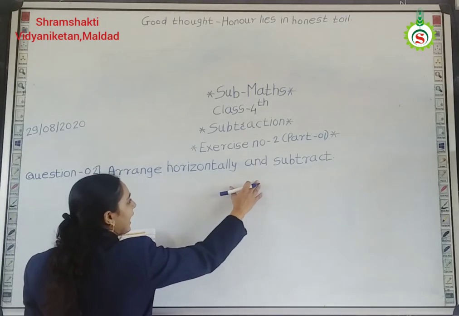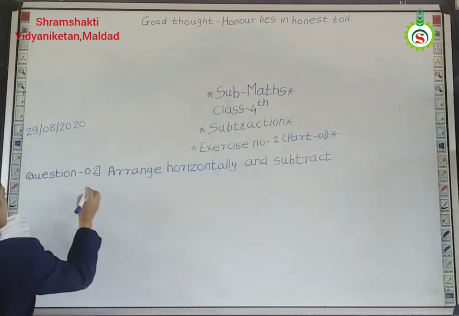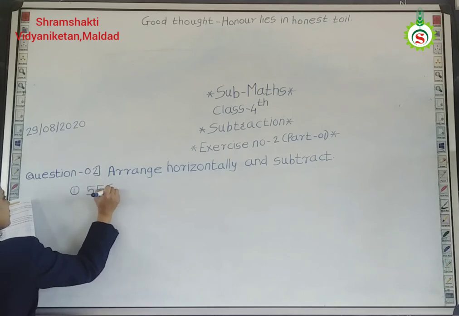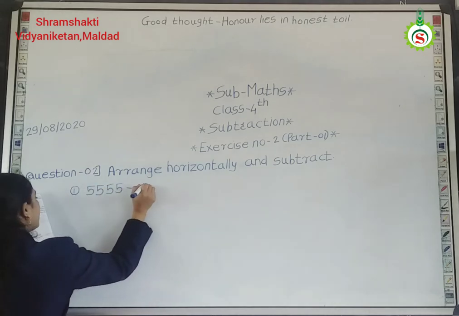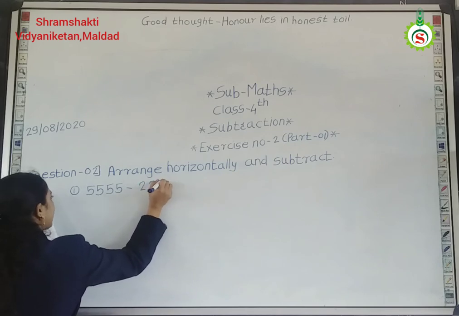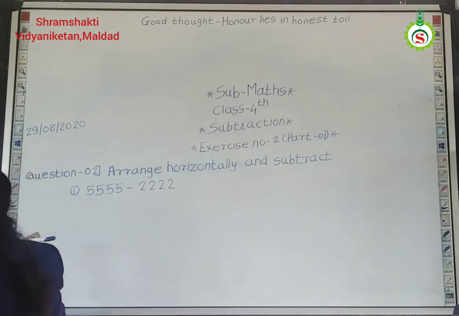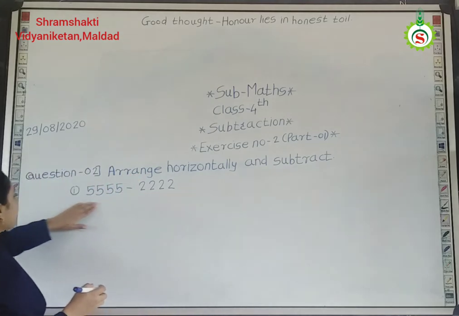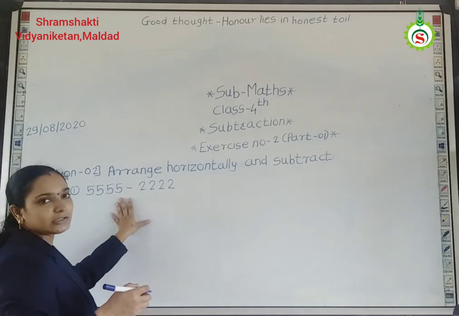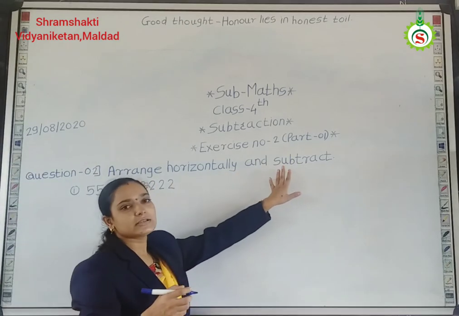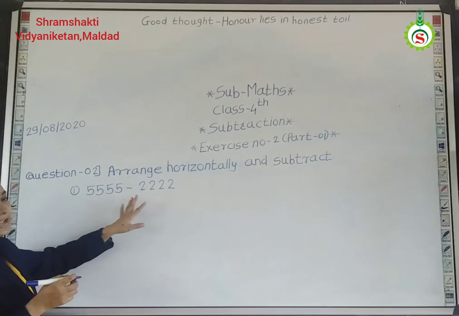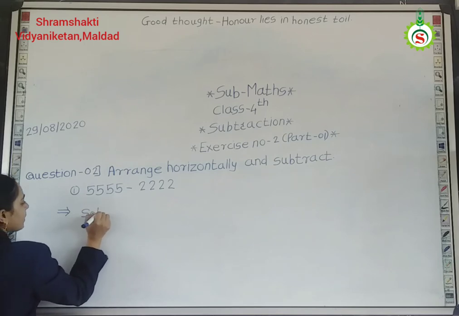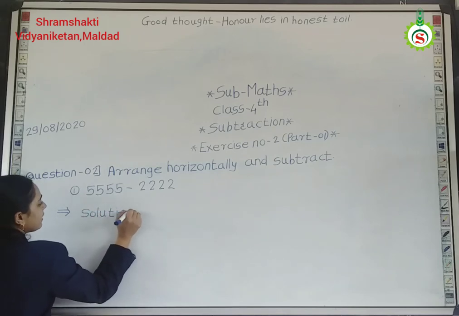So students, question number 2. Arrange horizontally and subtract. Example number 1. 5555 minus 2222. Students, here the given question says arrange horizontally, but the given example is already in horizontal format. So the next sub question is subtract. Means we have to subtract this example. So solution. Write down the given example as it is.